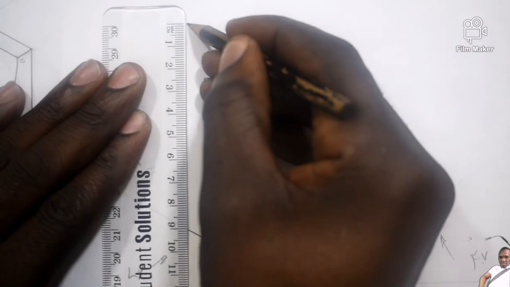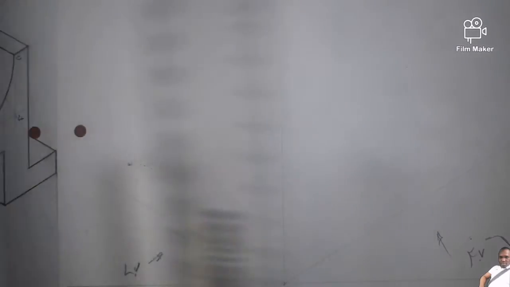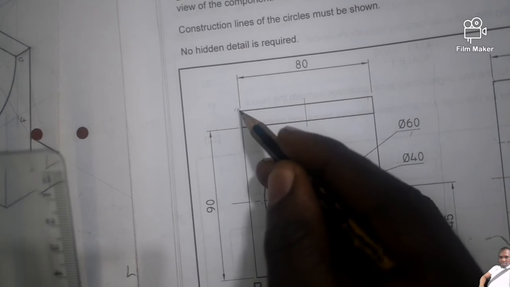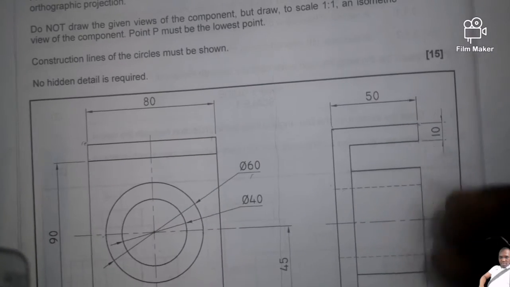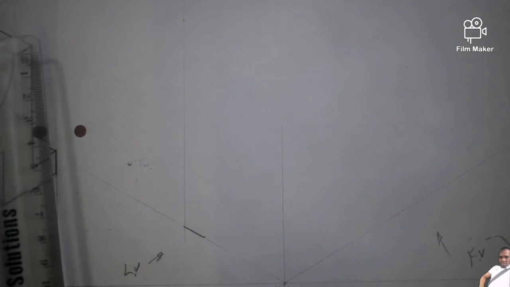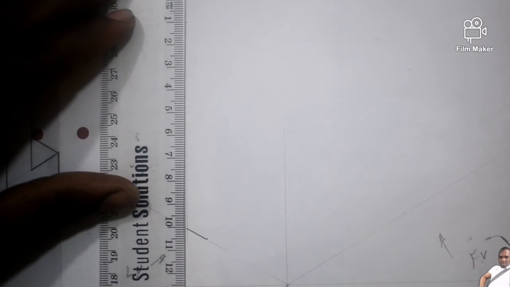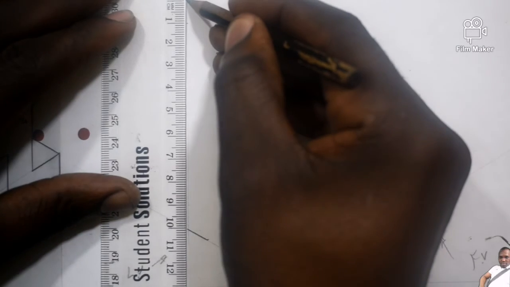My 90 is ending here. I'll give it a mark there, and we are told what this 90 is actually ending here. So from there going up is 10 millimeter. You understand? So I can record the 10 millimeter again from here to right there.